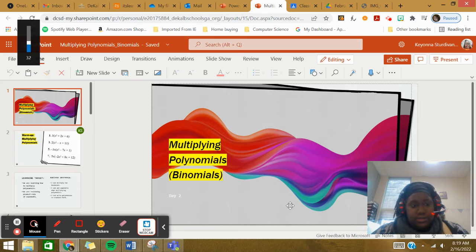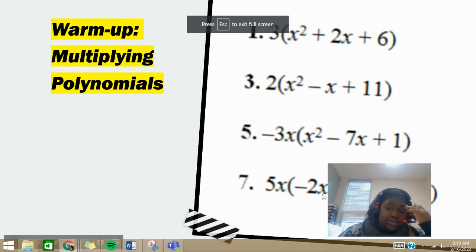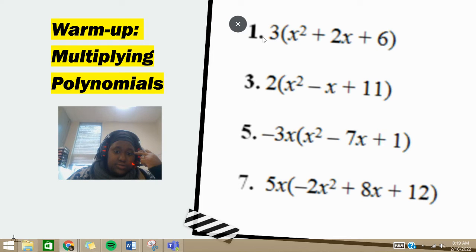Okay, so today we are looking at multiplying polynomials, in particular binomials, and this is day 2. Here's the warm-up. Let me blow this up. You guys are going to answer the 4 questions. Remember that when you multiply, you always add your exponents. So you got question 1, 3, 5, and 7.